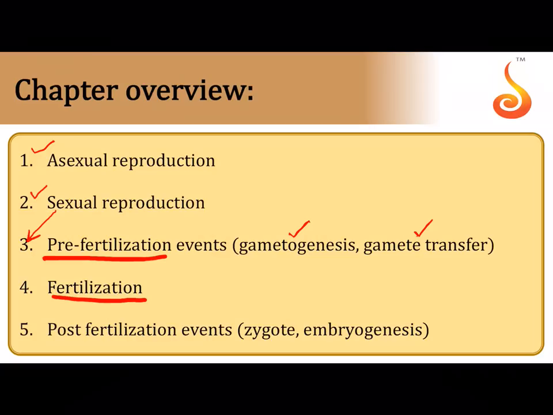So after fertilization, we have the post-fertilization events. Now in post-fertilization events, you know the product of fertilization, which is the zygote. And once the zygote is formed, we have already learned in the previous chapter that the zygote starts dividing, it starts multiplying, and it develops into a multicellular structure called the embryo. And this process where the embryo is formed is referred to as embryogenesis. Okay, so these are the highlights of some of the things that we will be discussing in this entire chapter of reproduction in organisms.